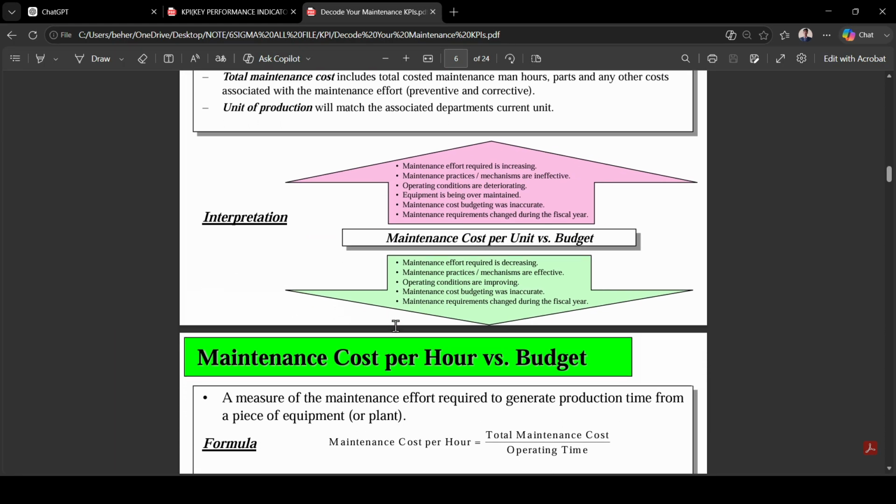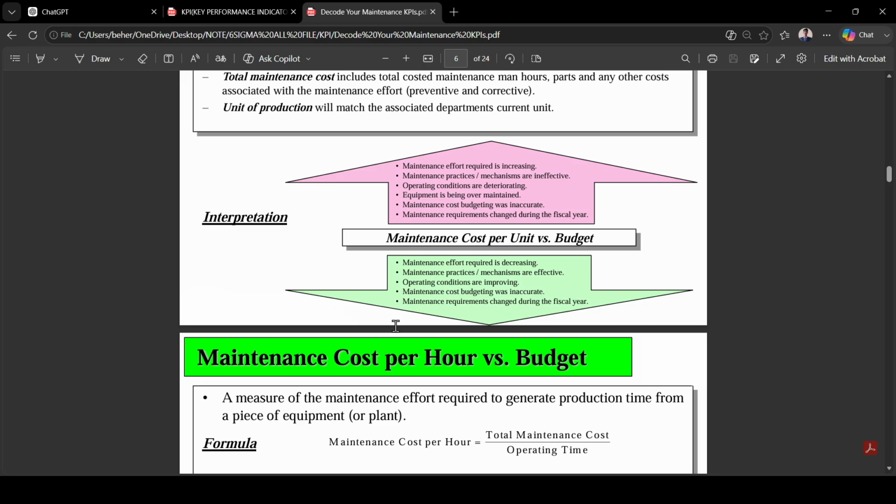Interpretation: if the maintenance effort required is increasing, maintenance practices or mechanisms are ineffective, operating conditions are deteriorating, or equipment is being over-maintained. Maintenance cost budgeting was tracked. Maintenance requirements change during the fiscal year.